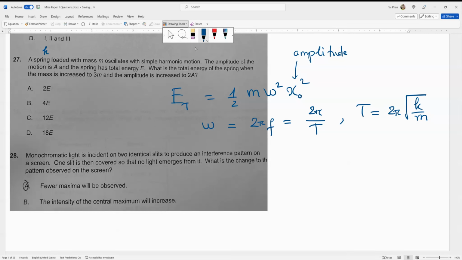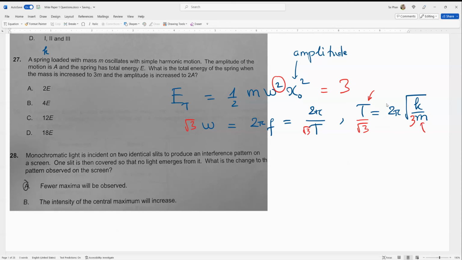triple the mass, here 3 times. The period will be square root 3 times lower, and therefore the omega here will be square root of 3 times greater, okay, and we squared it here, and therefore the total energy will increase by 3 times, because of the decrease in the period due to the increase of the mass here, okay.